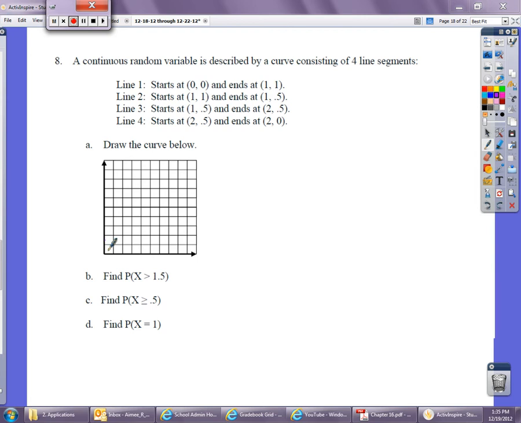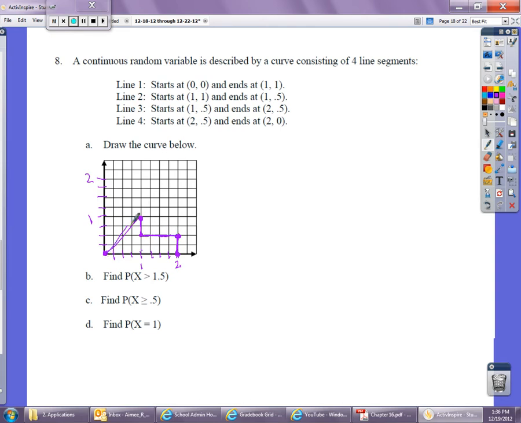Alright, number 8. You first want to set up a scale. So I'm going to make each one worth a quarter. You can make them worth whatever you want, but I'm going to make each section or each block worth a quarter. There's 1, there's 2. Okay? So I start at 0, 0. I end at 1, 1. So that's my first segment. I start at 1, 1 and end at 1, 0.5. I start at 1, 0.5 and I end at 2, 0.5. And I start at 2, 0.5 and end at 2, 0. Okay? So this is my curve right here.